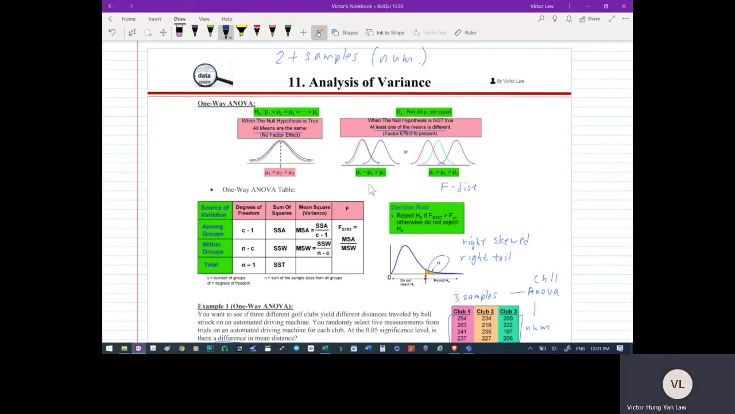So it could be one of them is different, like the example that I gave you, where mean 3 is different, or it could be all three of them are different. So what we're proving is that at least one of the means is different.